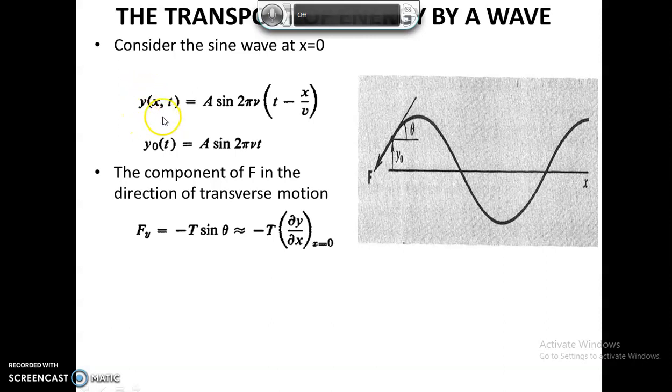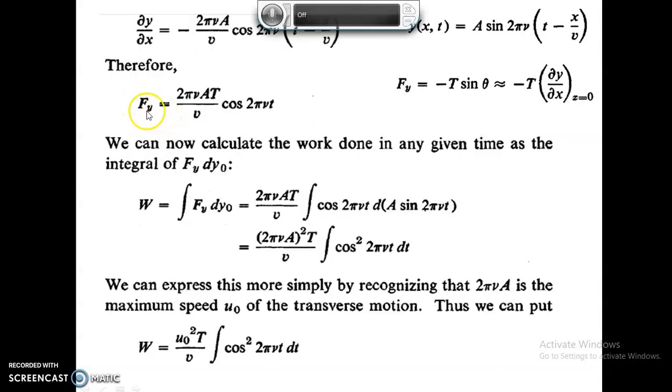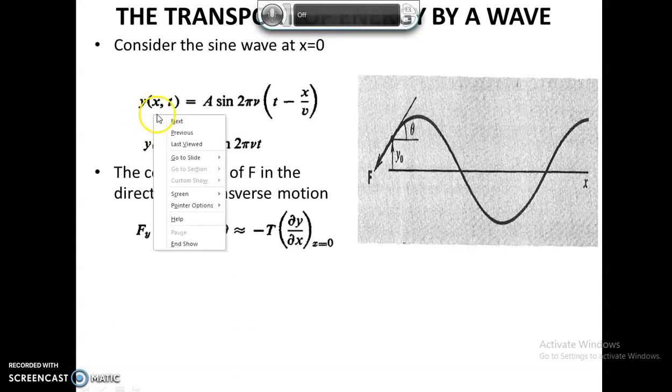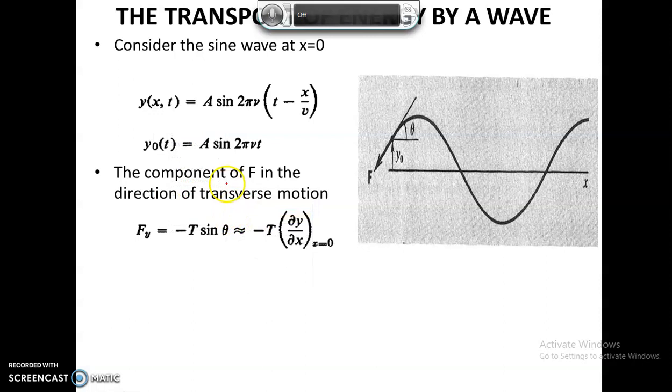For that, once again consider the wave equation. y is equal to y of x comma t, of course, which is a function of x position and the time point. y is equal to A sine 2 pi nu into t minus x by v. When x equal to 0, that is the initial point of observation, y0 will be equal to A sine 2 pi nu t, because x is equal to 0 in this bracket, and the bracket converges to simply t.